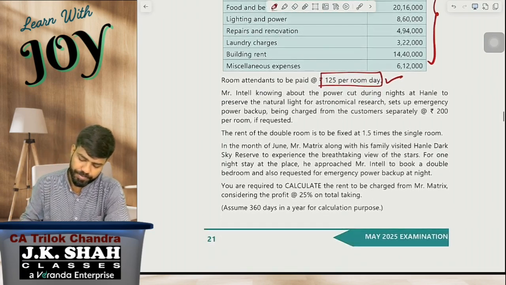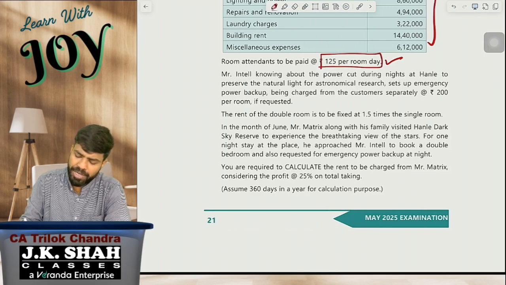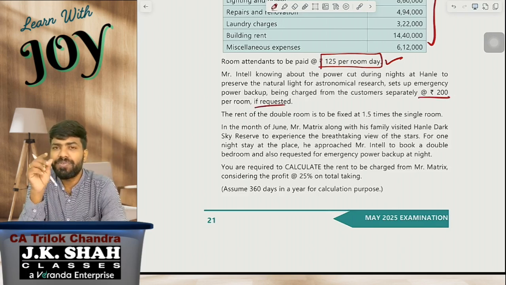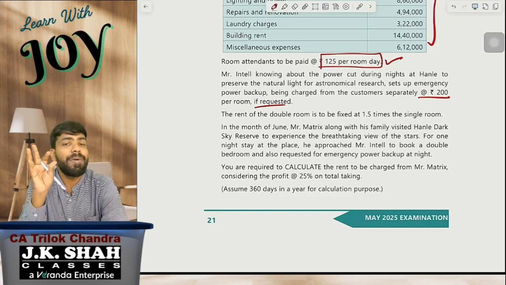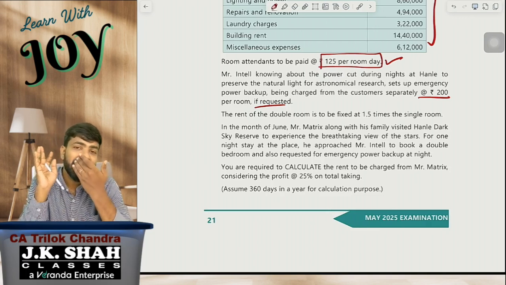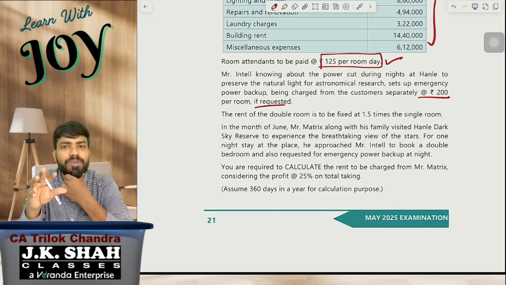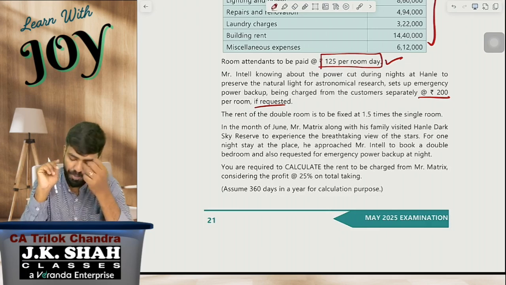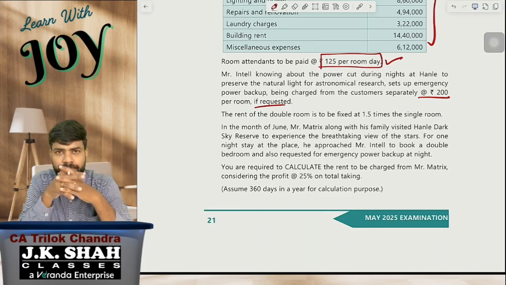Clear? Next. Mr. Intel, knowing about the power cut during nights at Hanley, to preserve the natural light for astronomical research, set up emergency power backup, being charged from the customer separately 200 rupees per room if requested. So this is one of the additional points. Due to power failure, they are arranging the power backup. If the customer wants the power backup, they are going to charge 200 rupees extra per room.